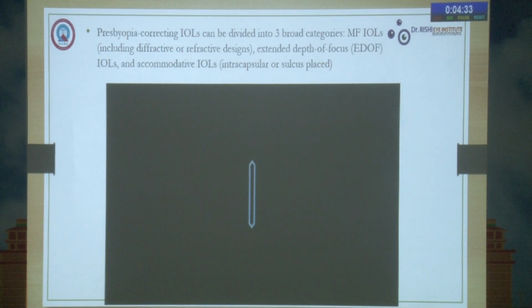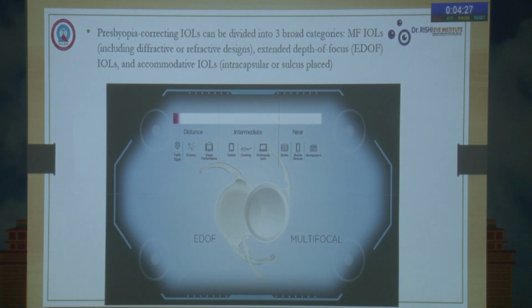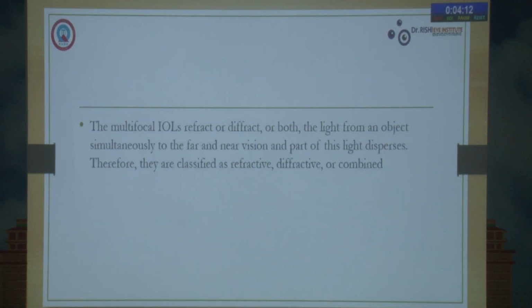Based upon the different physical properties of the IOL, presbyopic correcting IOLs can be divided broadly into three types: EDOF, multifocal or trifocal. The multifocal IOLs are basically of two types, refractive or diffractive, based upon the physical mechanism used by the lens to cause the bending of light.